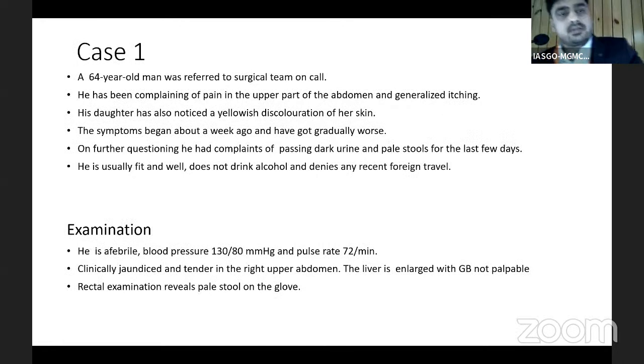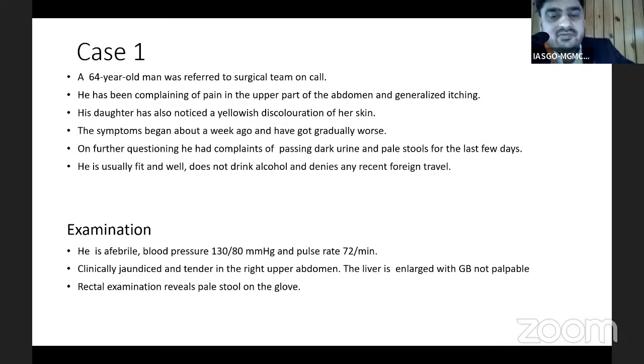So the first case is a 64-year-old male. He was referred to the surgical team on call. He has been complaining of pain in the right upper abdomen and generalized itching. His daughter has noticed recently yellowish discoloration of skin, and symptoms began about a week ago and have gradually got worse. On further questioning, he had complaints of passing dark urine and pale stools for the last few days, and he is usually fit and well, does not drink alcohol and denies any recent foreign travel.